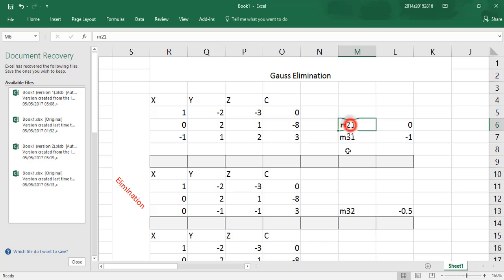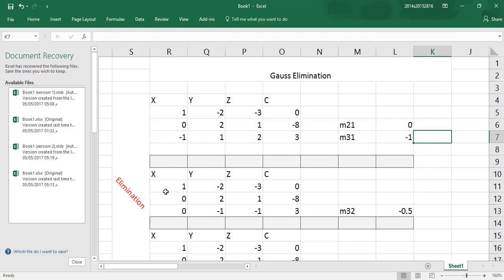The first parameter M21 equals this cell divided by this cell, and the second parameter M31 equals this cell divided by this cell.